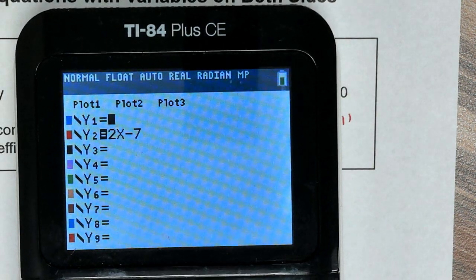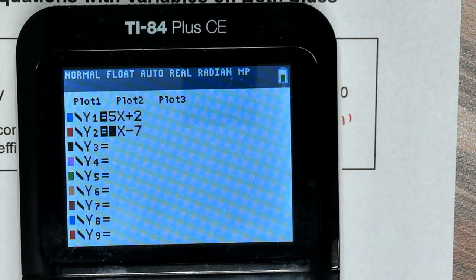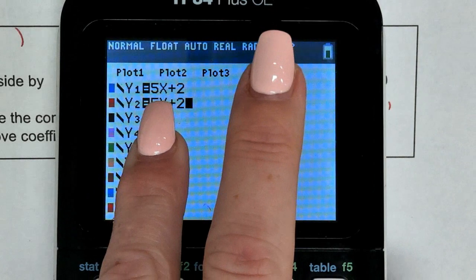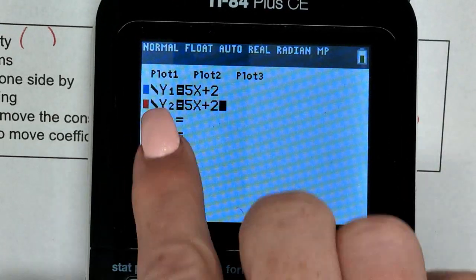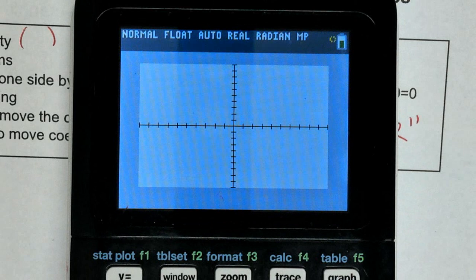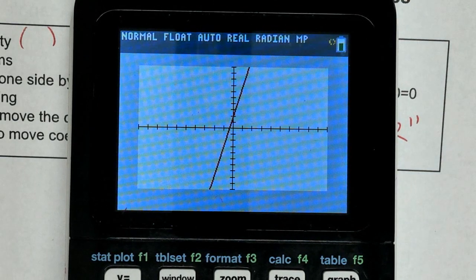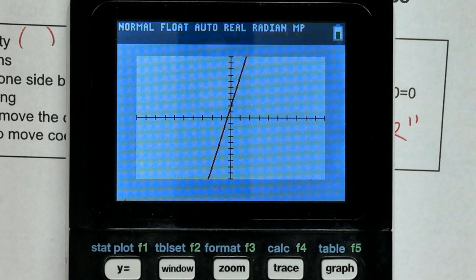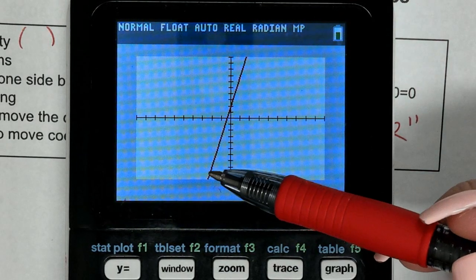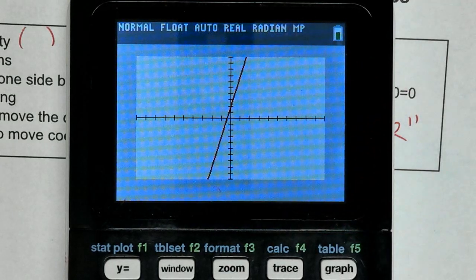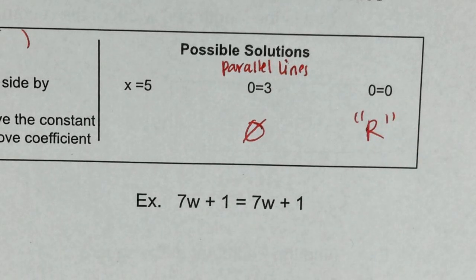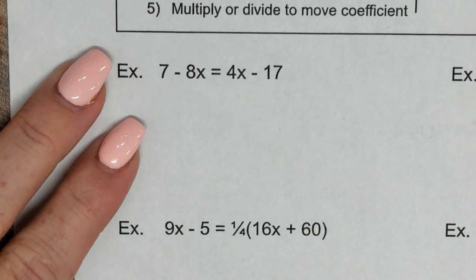For example, if I have 5x plus 2 and I have 5x plus 2 again, those are the exact same lines. Yes? And when I hit graph, watch the blue one graph first and then the red one. Here's blue. There's red. They're literally on top of each other. They intersect at every single point. They're intersecting here, here, here, here, all the way across the line. That means any place on the line is a solution because they intersect everywhere. Are y'all with me? Okay, let's get started because we're going to have those today.